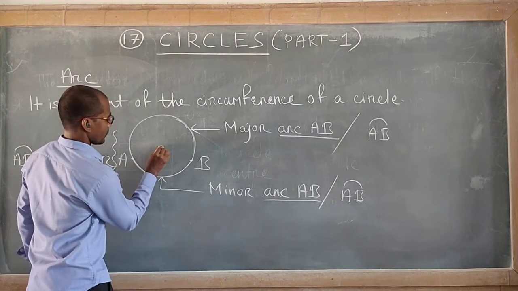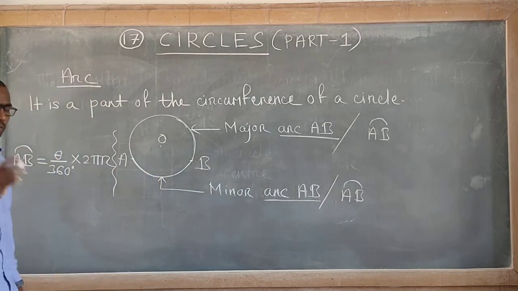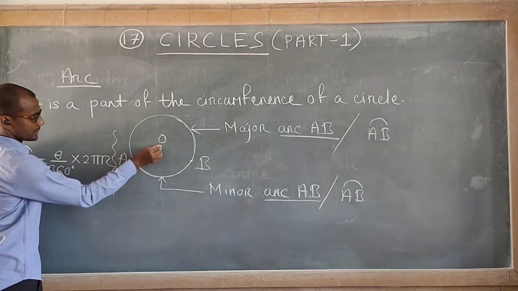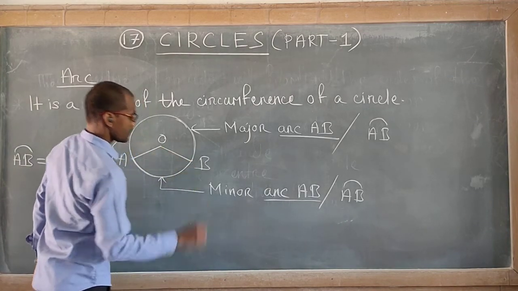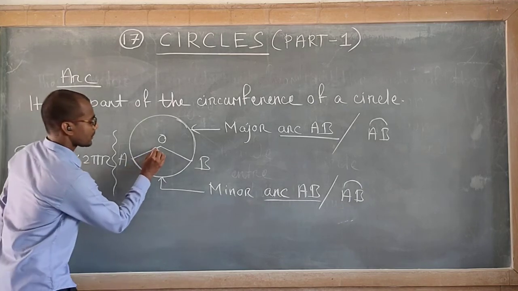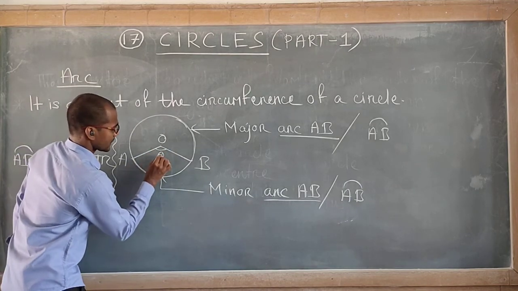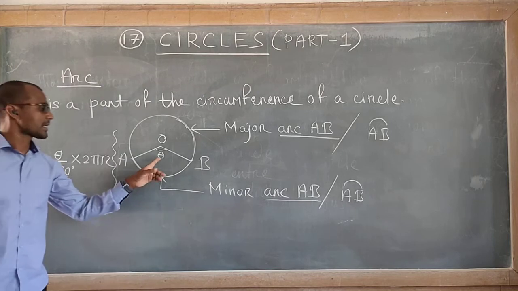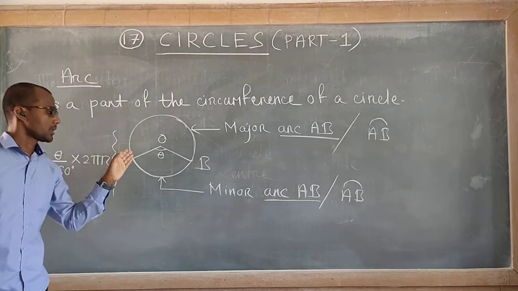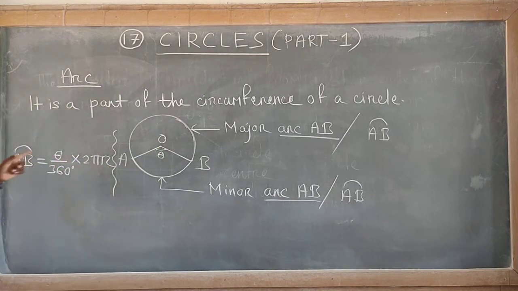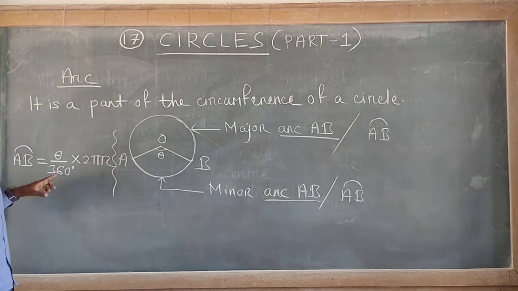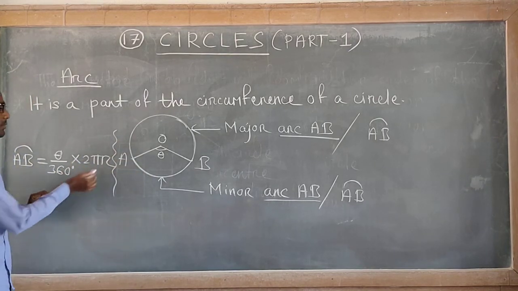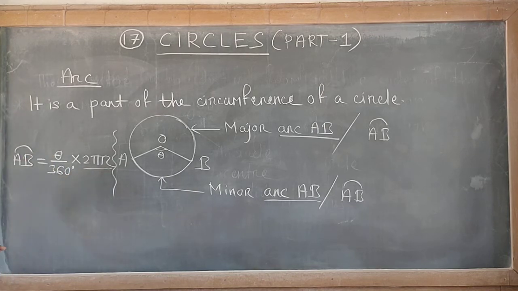Now let us take the center O. Now let us join OA and OB. Now here will be some angle formed. This angle is called theta. So theta is the angle subtended at the center by an arc. So that theta we will use. So length of this arc AB is equal to this theta by 360 degree into 2 pi r, which is the formula for circumference.